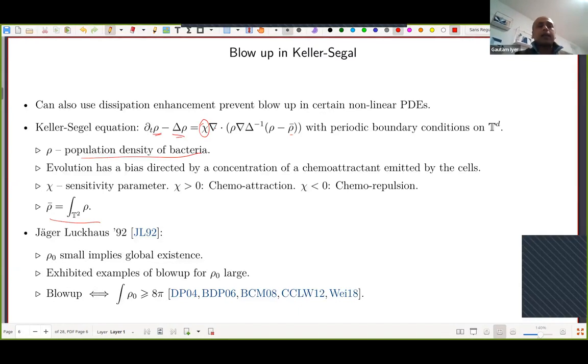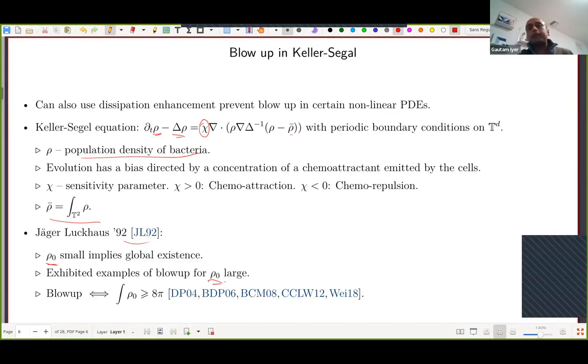There was a mathematical study in the 90s initiated by Jäger and Luckhaus, which did the following. If my initial density of the bacteria is small, then you have global existence. And they exhibited examples where the initial data was large, where you have blow up.